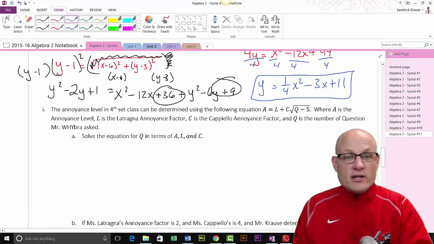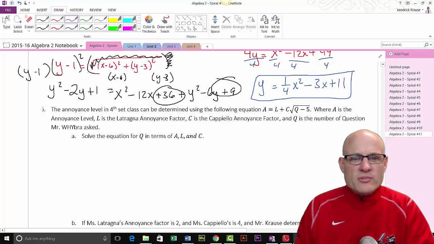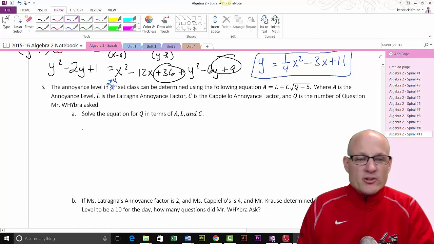The annoyance level in force set class can be used. Oh, this shouldn't be force set class. This should be second. Oh, this is second set class. Oh my goodness, I can't believe I messed that up. Anyway, so here's my equation.